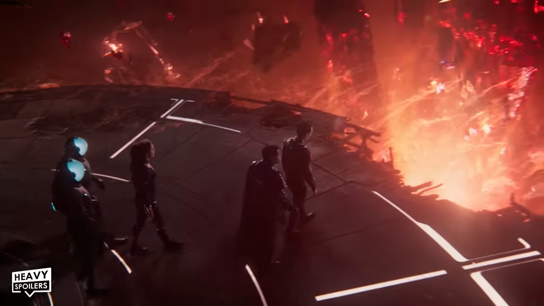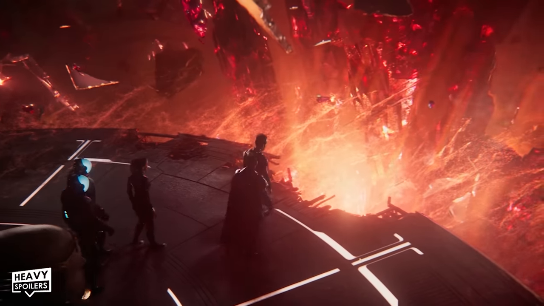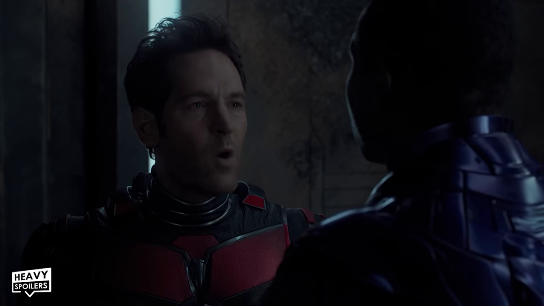Now, this probability storm also explains why Kang didn't venture down there. The last thing he wants to do is create more variants, as this will in turn create more versions of him that he has to fight off.